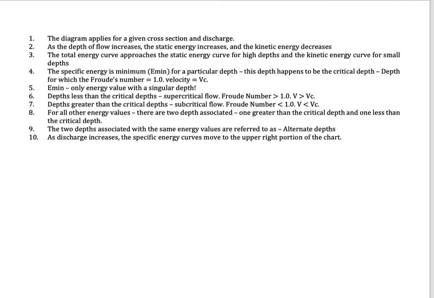So here, the important point that you should know is that at critical depth, the Froude number is equal to 1.0. Later on in the tutorial, we will see more about this situation. Okay, so energy minimum is the only energy value with a singular depth. This is what I said just now. We only have one point for the critical point, so there is only one amount of energy and only one amount of the depth.